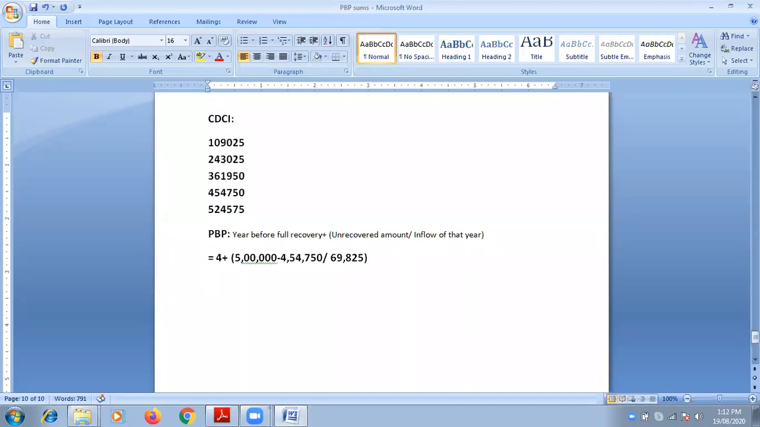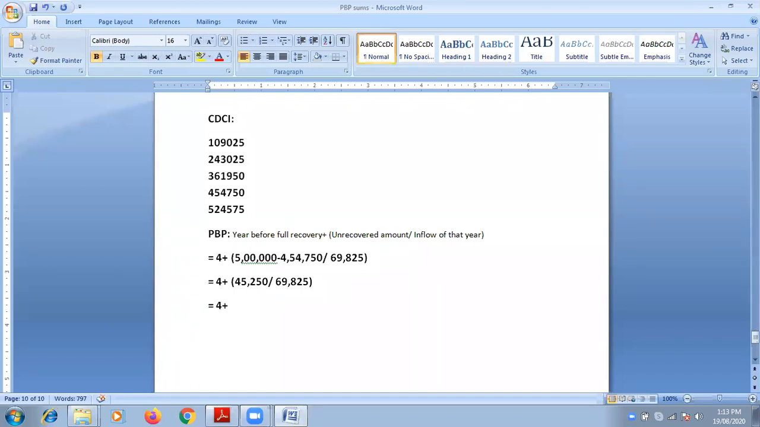Okay. Now solve it. Would be 4 plus, same, divide, bracket. Now tell me, 5 lakhs minus 4 lakh 54,750. The answer would be 45,250 divided by 69,825. Bracket close. So 4 plus, again same, open the bracket now. So you have to divide 45,250 by 69,825.